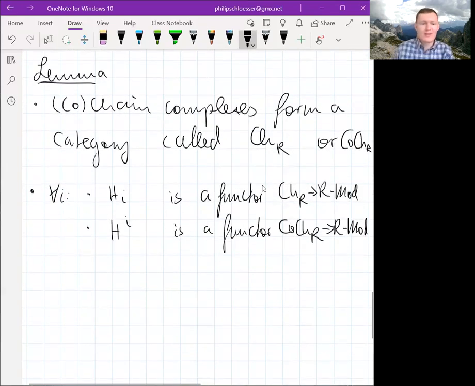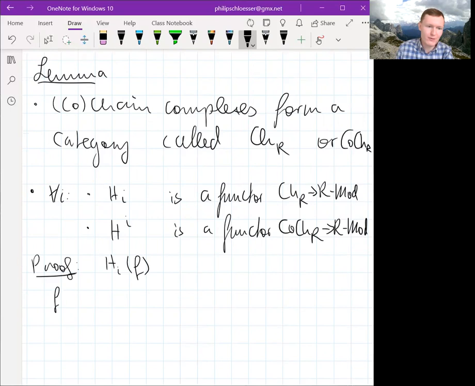Or in other words, if we have a chain map, this map also induces linear maps on all of the homology groups in such a way that they behave nicely under composition. And I'm not really going to prove everything, but just show you how they are defined.